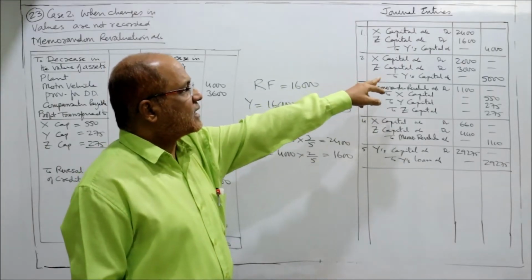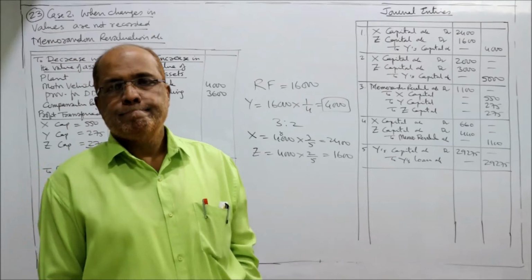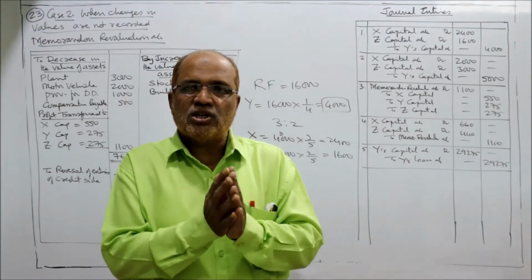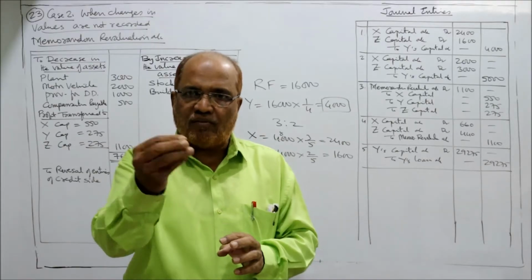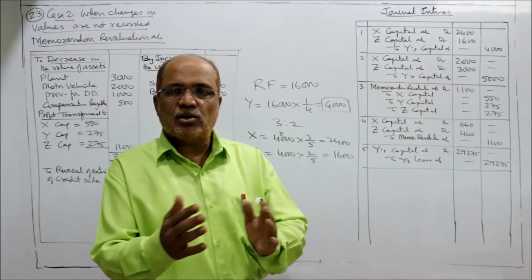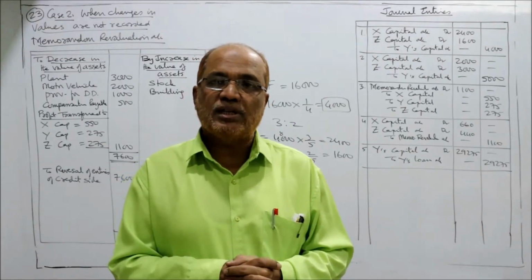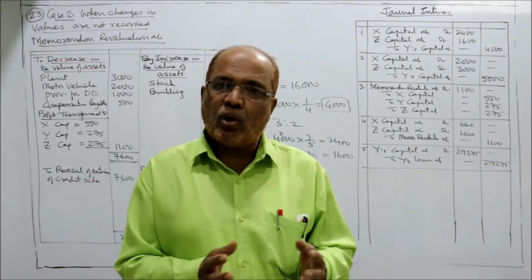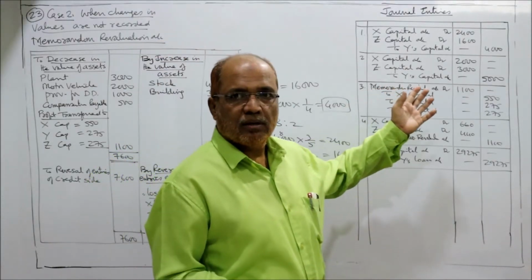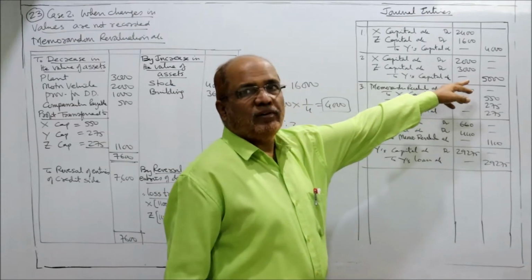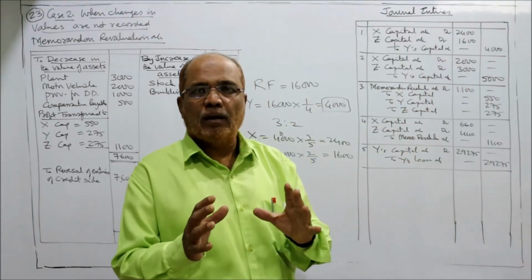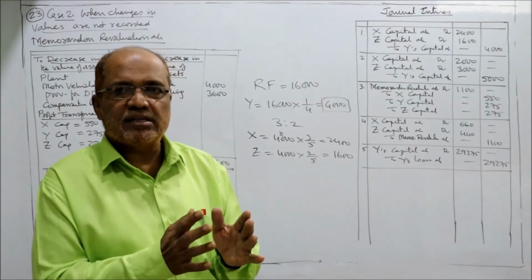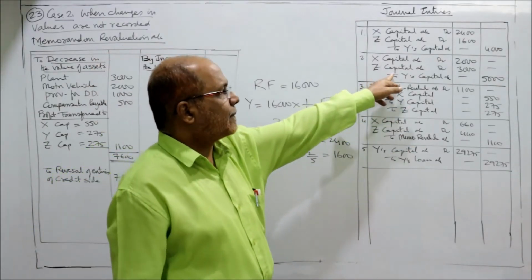Second entry: X capital account debit, Z capital account debit, to Y capital. This is for goodwill. The goodwill treatment is the same here as in the first case. Total goodwill of the firm is 20,000. Y's share is 1/4 of 20,000, which is 5,000 rupees to be given to Y. Now X and Z have to share it, but while sharing we have to see the gaining ratio, not the new capital ratio or new profit sharing ratio. We have already calculated the gaining ratio, 2:3. So 5,000 into 2/5 is 2,000 and 3,000, being the share of goodwill of retiring partner adjusted in the continuing partners' capital in gaining ratio 2:3.